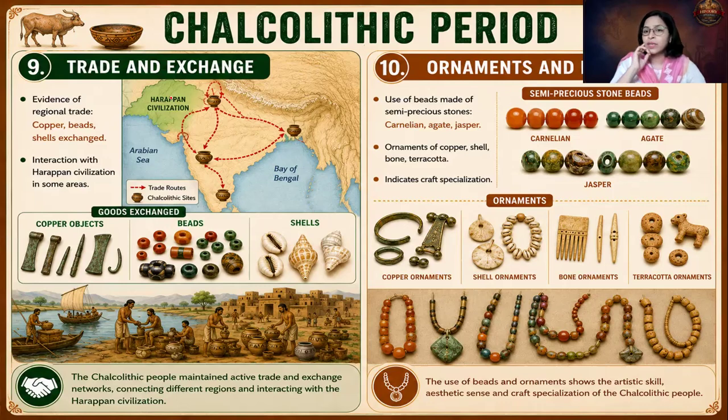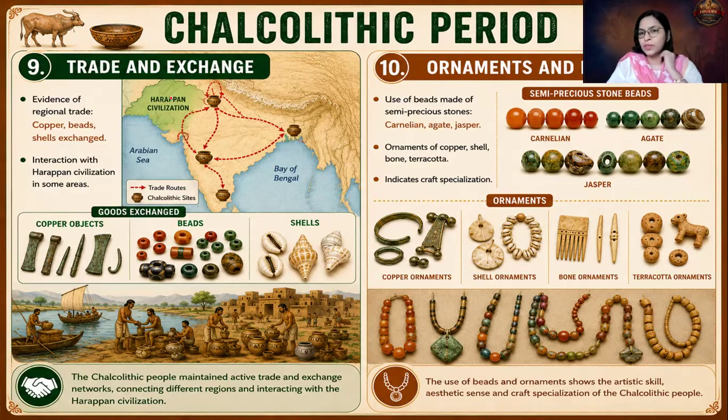Because the Harappan civilization used bronze, and bronze is an alloy of copper and tin, you require copper. So the Harappan civilization bought copper from the people of the Chalcolithic culture, especially from Ahar and Gilund. Apart from that, regionally the goods that were exchanged were beads. The people of the Chalcolithic period produced beads from different precious stones, and even shells.